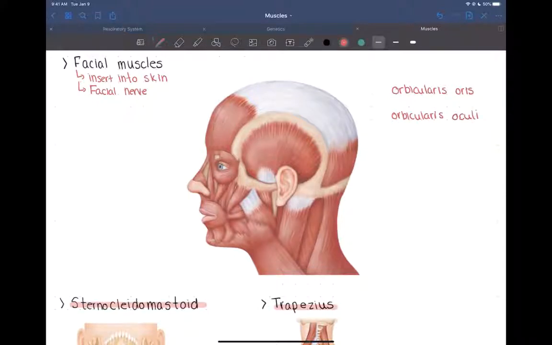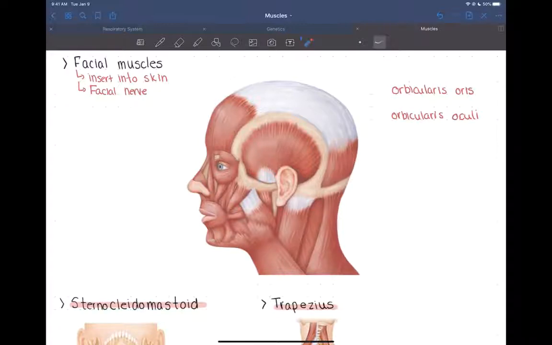Okay, so orbicularis just refers to the fact that the muscle has kind of a circular, orbit-like shape. Orbicularis oris is going to be the muscle that goes around the mouth. It actually creates a circle like this around the mouth.